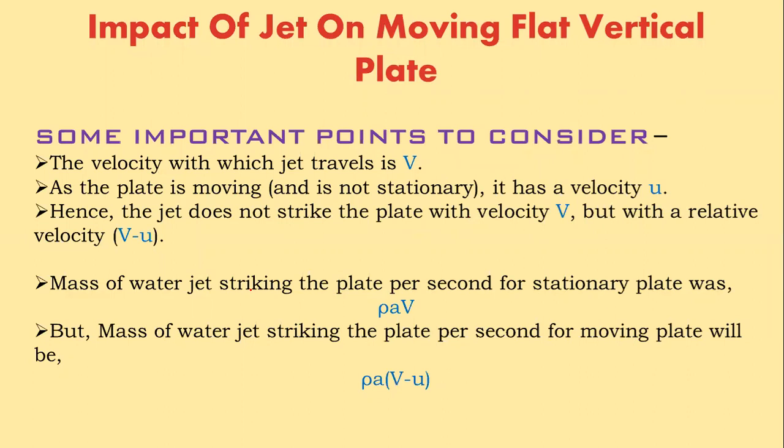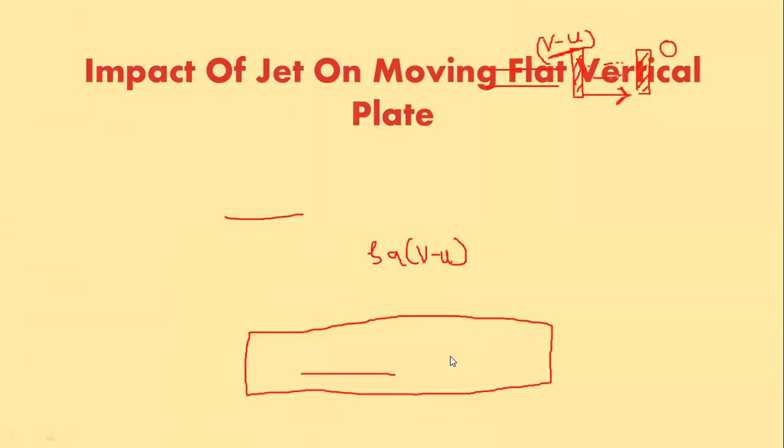Yes. Now, the important thing here is the jet is striking the plate with a relative velocity v minus u, not with absolute velocity v, because the plate already has its own velocity u. Now, the mass of water jet striking the plate per second for a stationary plate was rho a v. But here, the velocity is v minus u. So the mass of water jet striking the plate per second for a moving plate will be rho a into bracket v minus u.